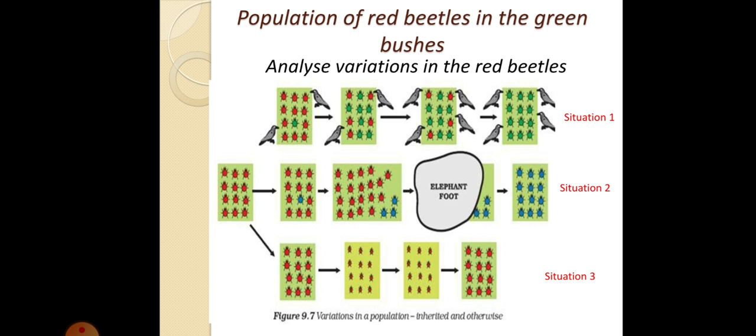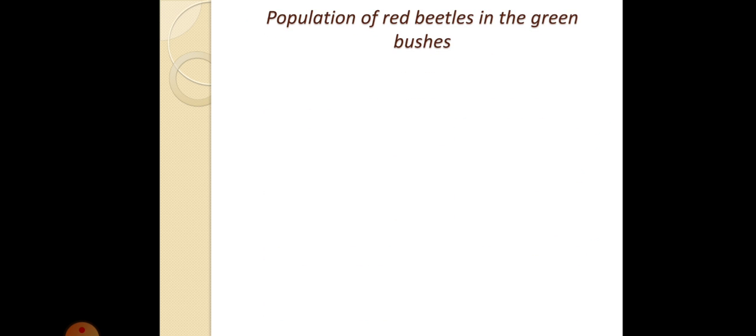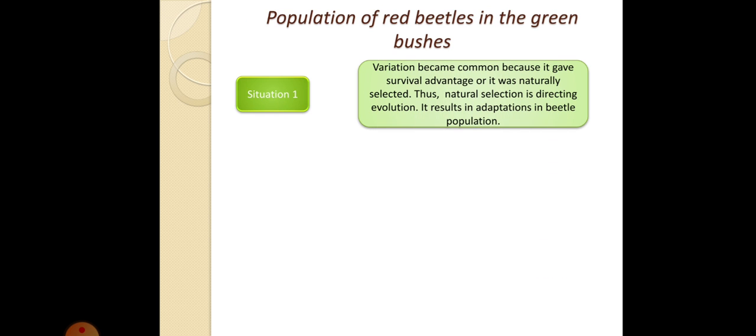So these are the three different situations that produced certain variations in a population. So what does this infer? What can we conclude from this? From situation 1, we can say that the variation became common because it gave a survival advantage, or it was naturally selected.